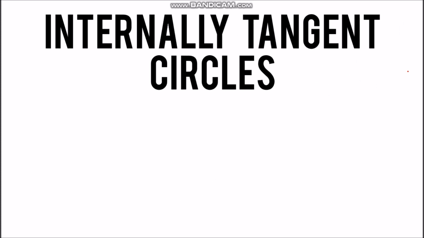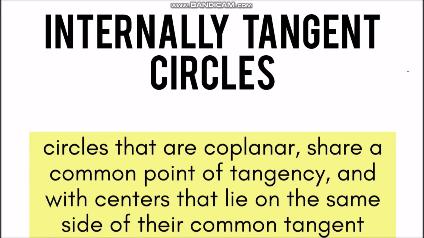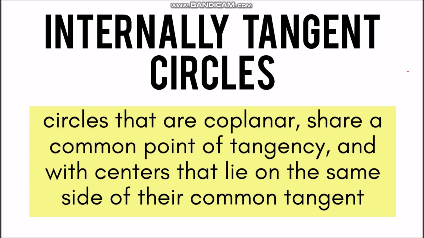So there are two types of tangent circles. First is the internally tangent circles. So these are circles that are coplanar, share a common point of tangency, and with centers that lie on the same side of their common tangent.